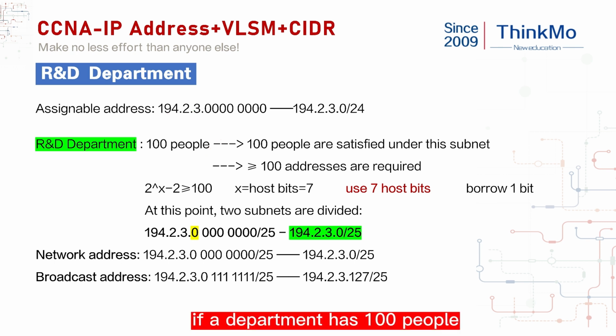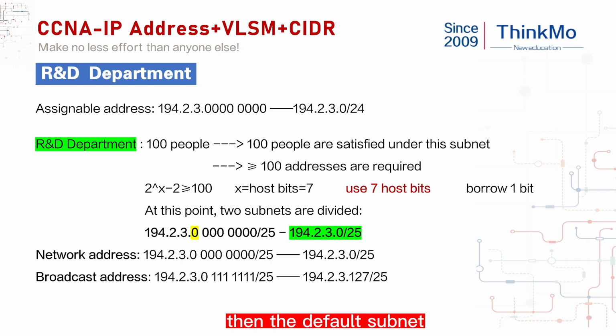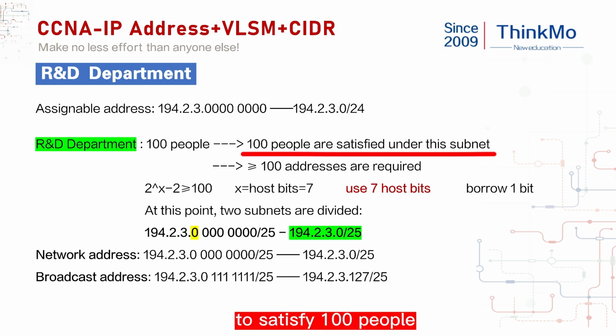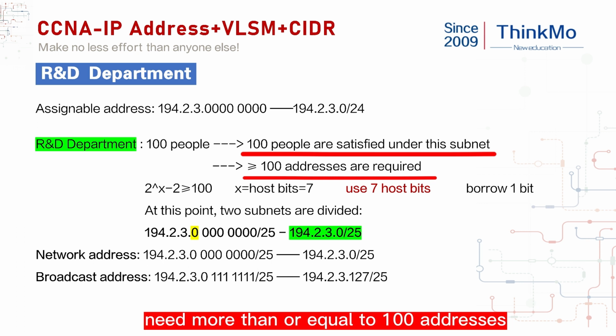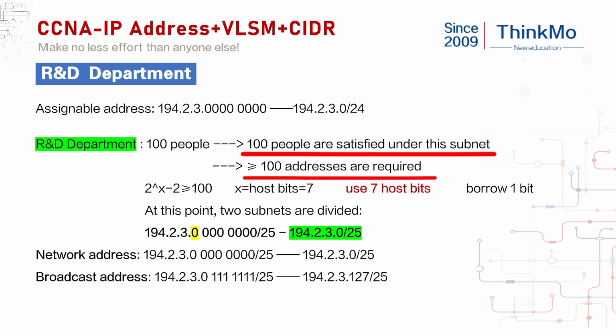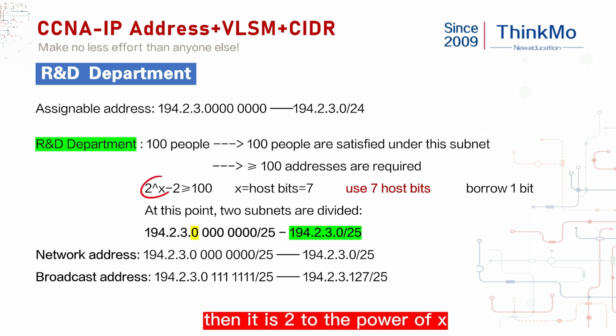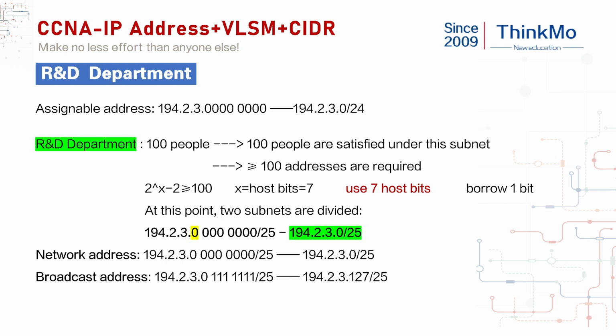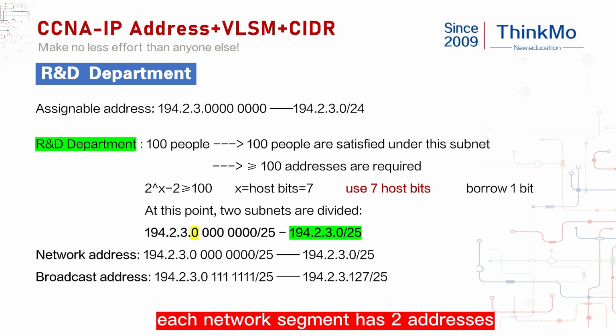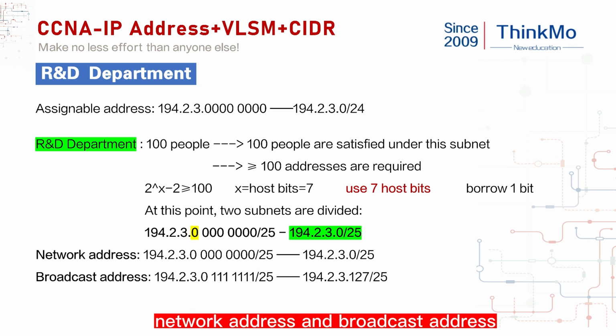If a department has 100 people, then what default subnet satisfies 100 people? So how can you be satisfied? This requires more addresses. Need more than or equal to 100 addresses. Can you understand? Since every variable bit has 2 cases, it is 2 to the power of x. Please pay attention. 2 to the power of x is fine by itself, but you have to consider, now it's time to calculate, that each network segment has 2 addresses: the network address and the broadcast address.